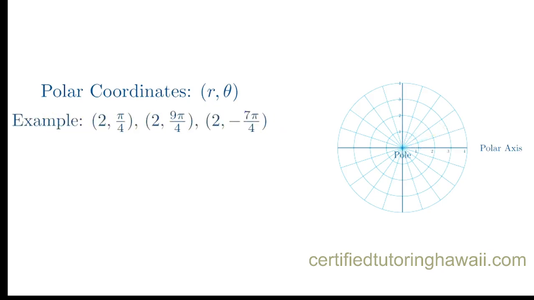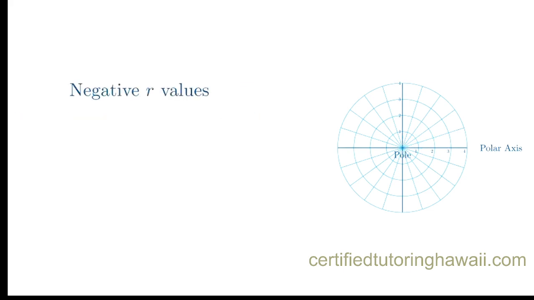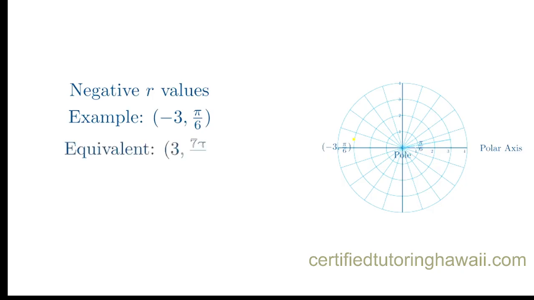What if r is negative? A negative value for r means you should go in the direction opposite to where the angle theta points. For example, to plot (−3, π/6), you'd find the terminal ray for π/6, then go 3 units in the reverse direction. This is the same point as (3, 7π/6). A negative r value effectively adds or subtracts π from the angle, flipping the ray to the other side of the pole. We can represent any point in both systems.